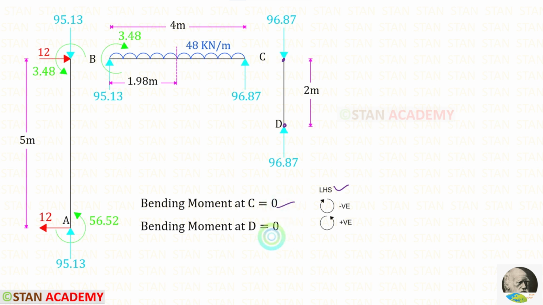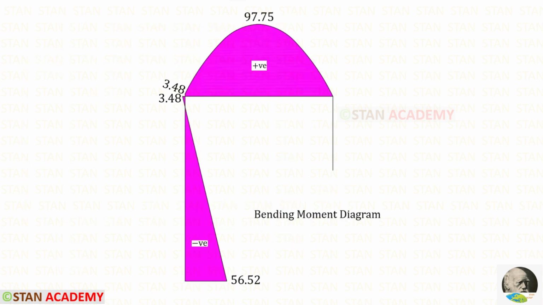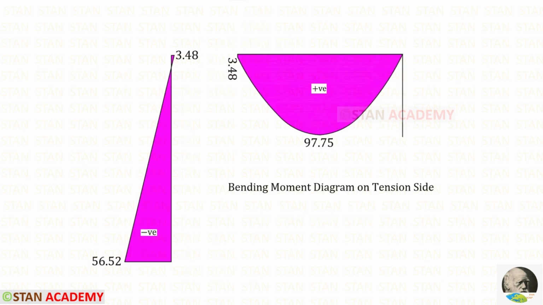Both of them are 0. This is the bending moment diagram. If we draw this diagram in the opposite direction, that is called the bending moment diagram on the tension side.